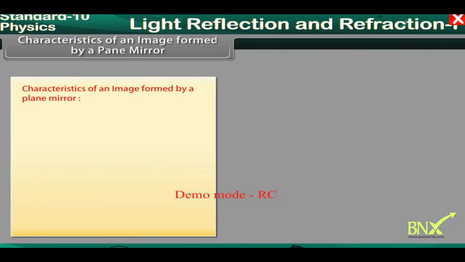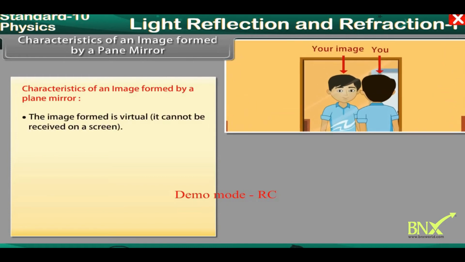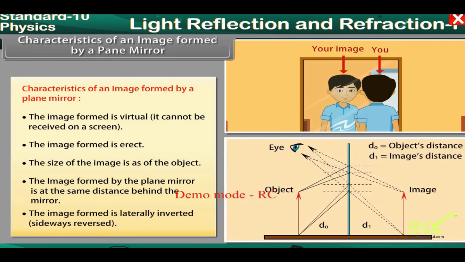Characteristics of an image formed by a plane mirror. The image formed is virtual. It cannot be received on a screen. The image formed is erect. The size of the image is the same as the object. The image formed by the plane mirror is at the same distance behind the mirror. The image formed is laterally inverted, sideways reversed.